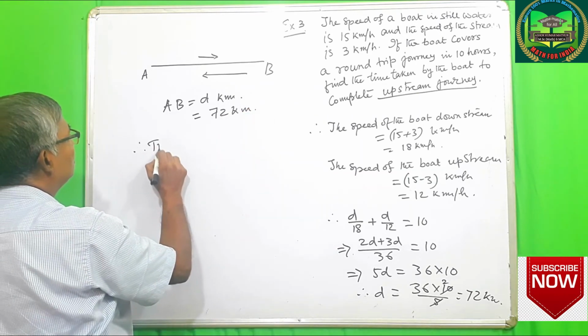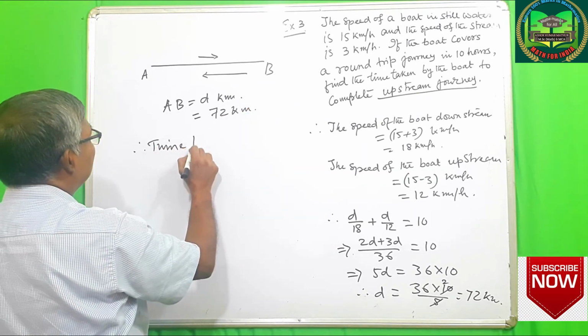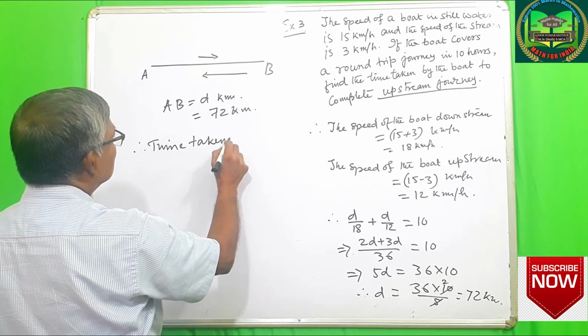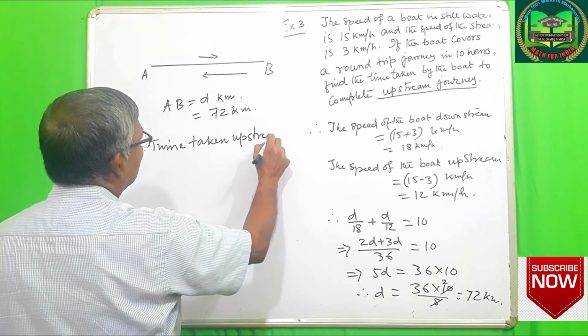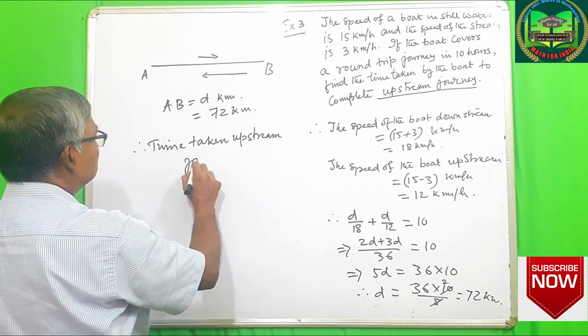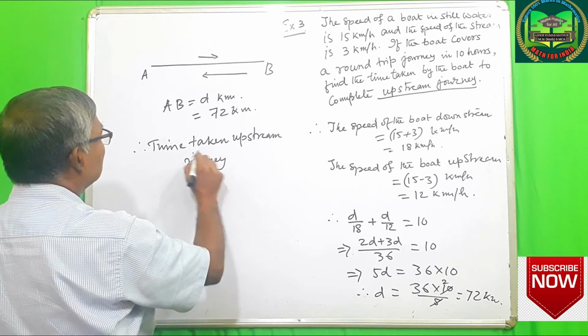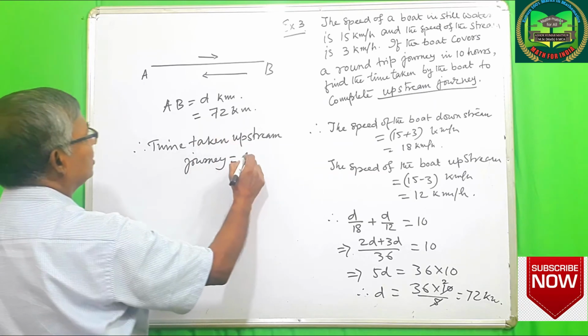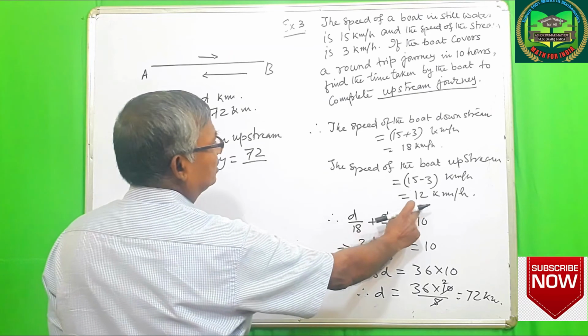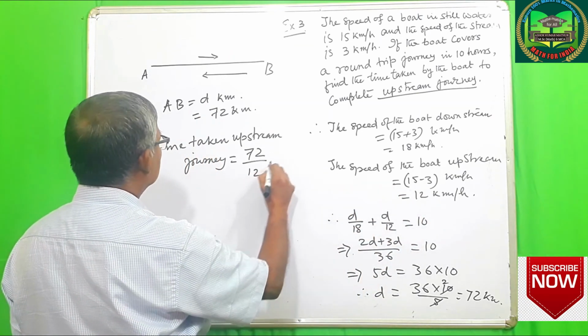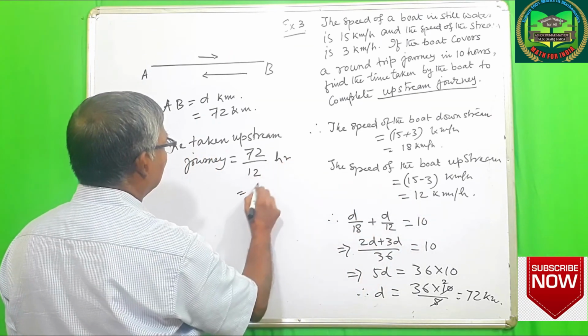Therefore, time taken upstream journey equal to distance, that is 72, by speed, that is 12, hour, that is 6 hours.